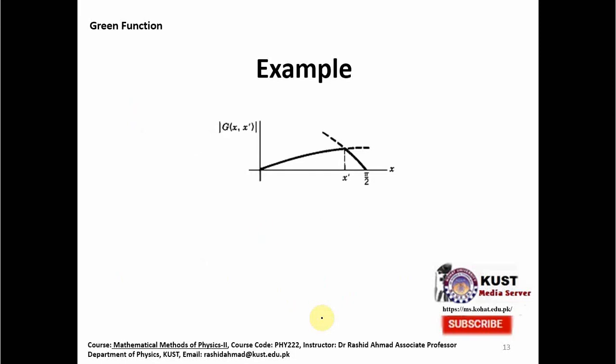I have sketched this here: the amplitude of the Green function with respect to x. You see that the amplitude of the Green function increases as we go along the x-axis, but over x prime we see a sudden change, and rather than increasing it starts decreasing, and at pi by 2 it becomes 0. So at this point the behavior of the Green function abruptly changes. At x equal to x prime, although it is still continuous, it changes its behavior and comes down.